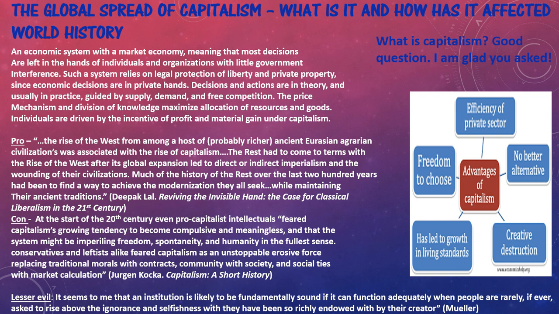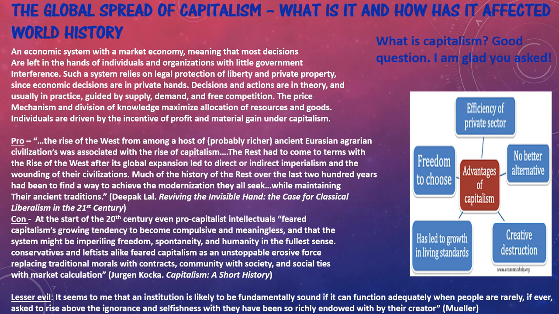Again, another working definition. Good question. I'm glad you asked. So this is my own definition, and reading from the upper left: an economic system with a market economy, meaning that most decisions are left in the hands of individuals and organizations with little government interference. Such a system relies on legal protection of liberty and private property, since economic decisions are in private hands.